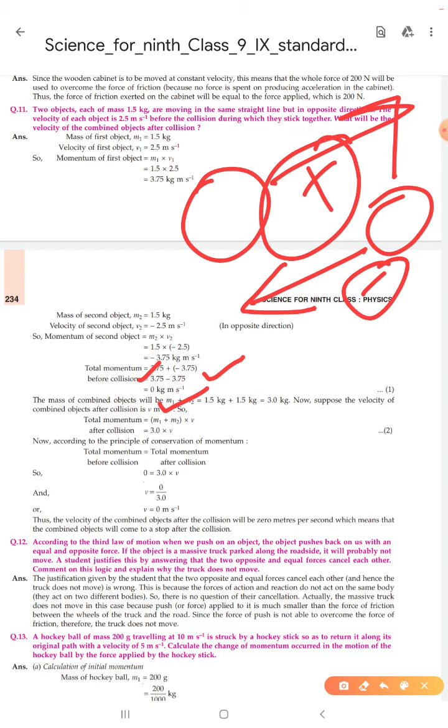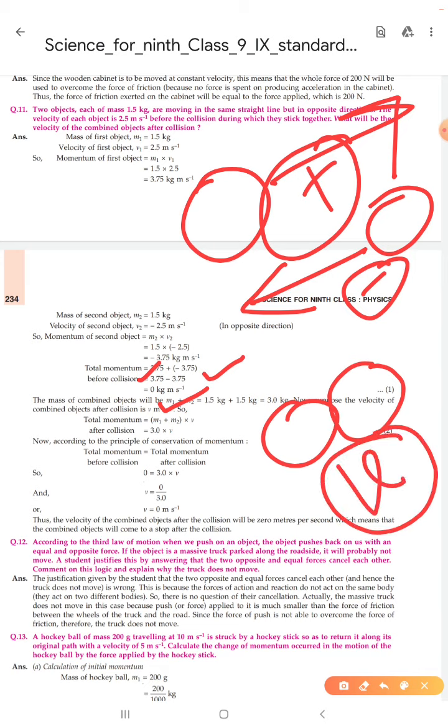As by the principle of conservation, we know that total momentum before collision should be equal to total momentum after collision. It means that after collision, its momentum also should be 0 kg meter per second. But we can get it from mathematics. Suppose that now these two objects stick together. Okay, now what is the velocity of these when they stick together? This is a question. Suppose they are moving with velocity v.